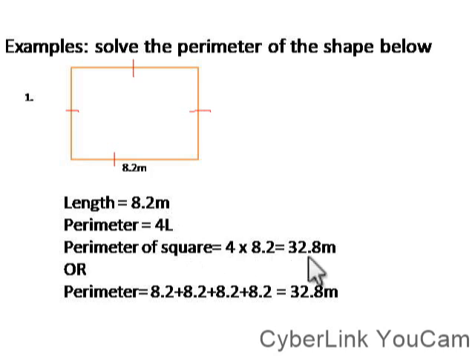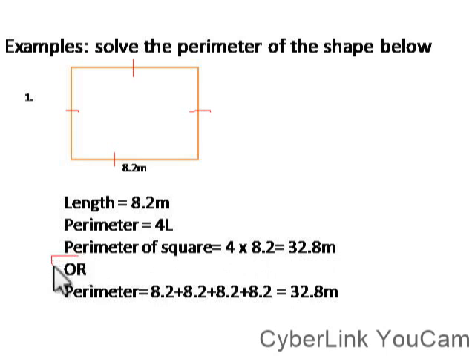Then when you multiply both together, you have 32.8 meters. That is 4 times 2 will give us 8 point. 4 times 8 will give us 32. That gives us 32.8 meters. Or you make use of this formula.